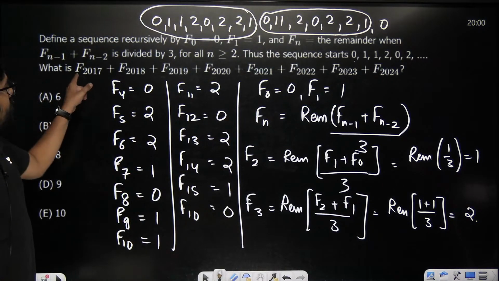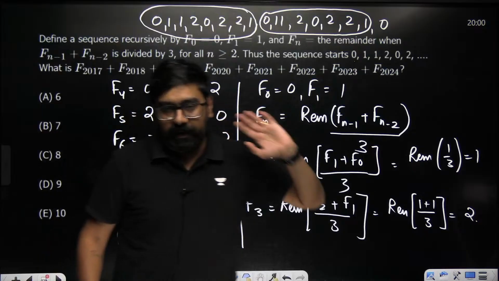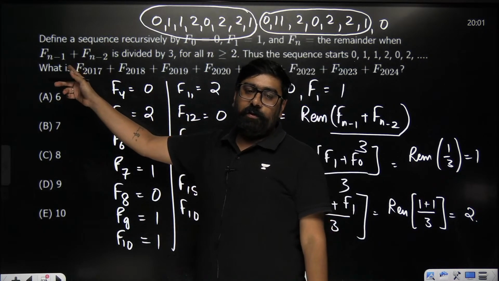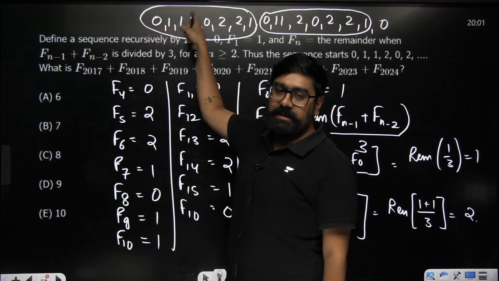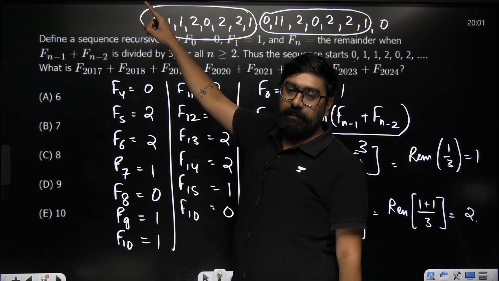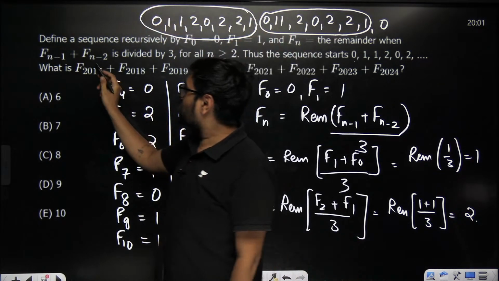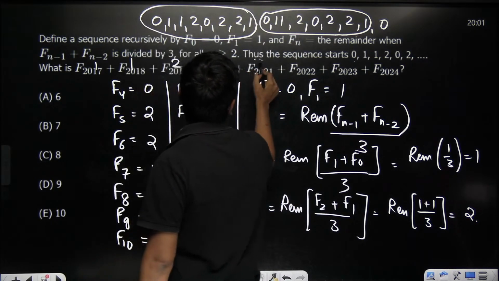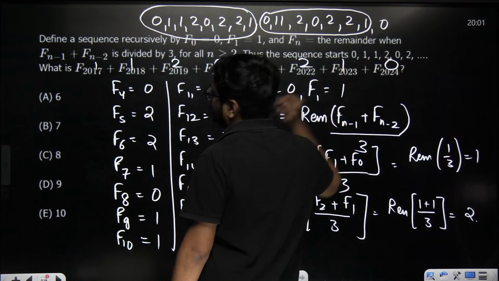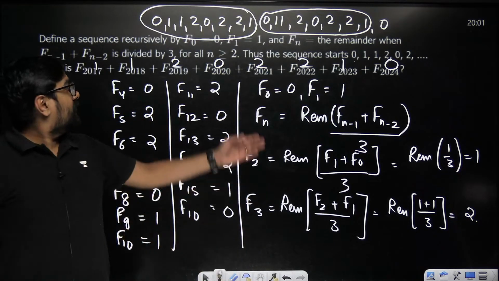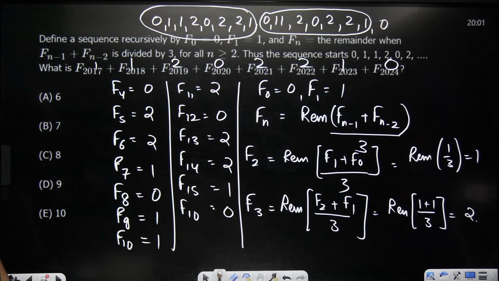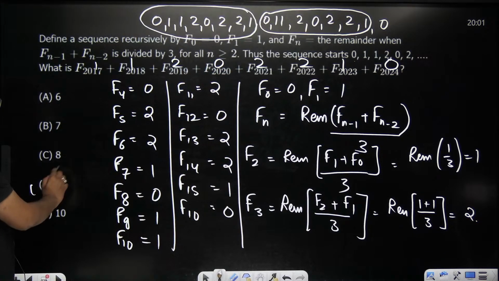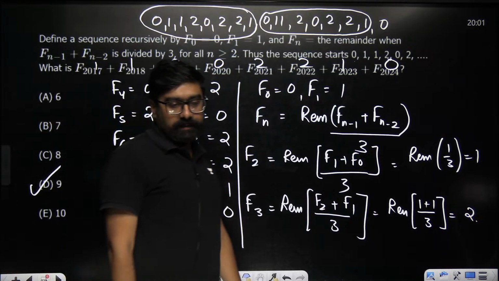So 2016 is a multiple of 8, definitely. So till 2016, again 0, F 2016 will be 0 again, it will start from the starting. 2017 will be 1, then 2, then 0, 2, 2, 1 and again 0. Then just the sum of all these. So how much is the sum? 2, 4, 5, 6, 7, 8, 9. 9 should be our answer.